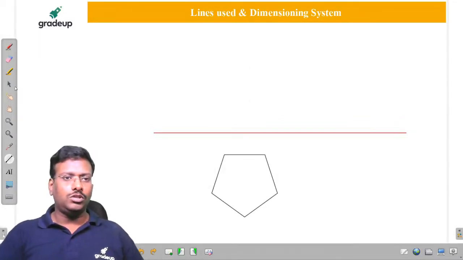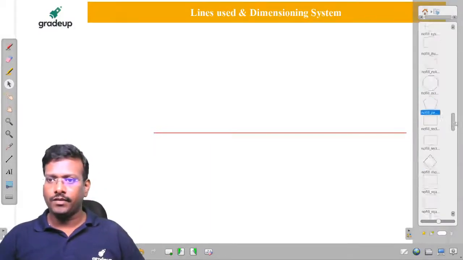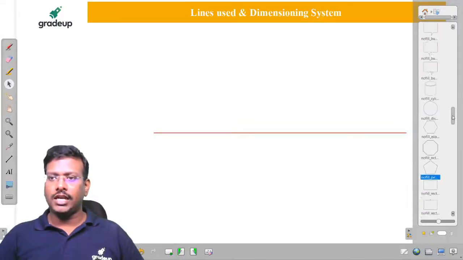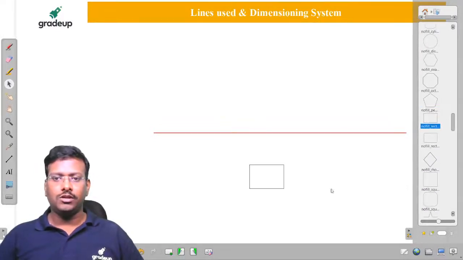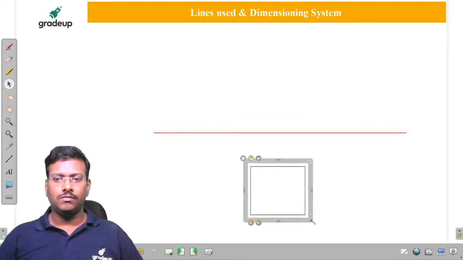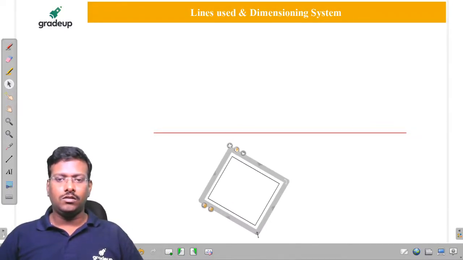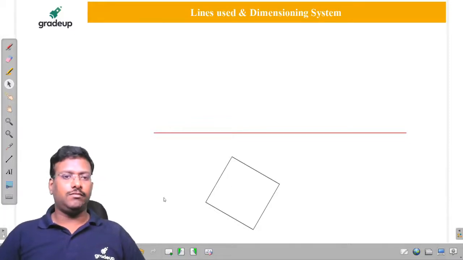Do one thing, I won't use this. I will take another one. That will be easy for me. Once this is the case, we can't show every element. We'll consider this. Good. It is a square prism, let us consider. It is inclined. Then how do we draw all these things, sir? This is the projector.